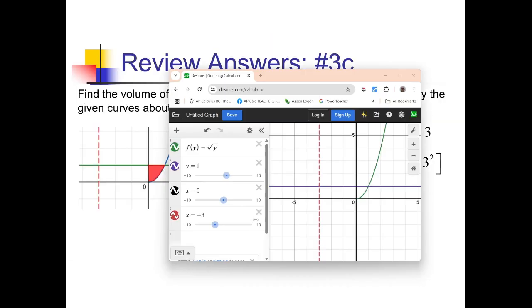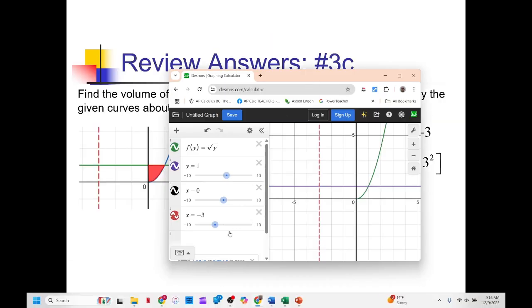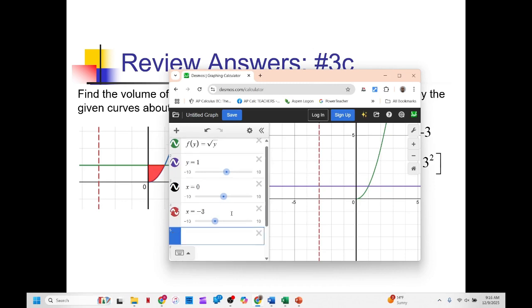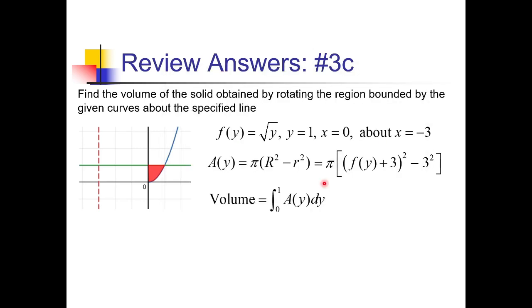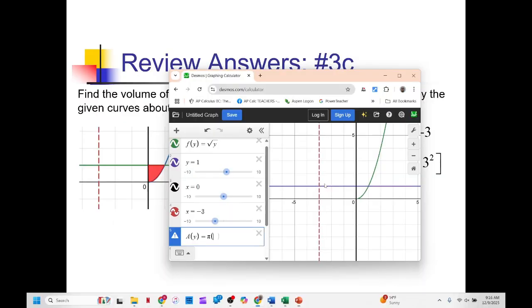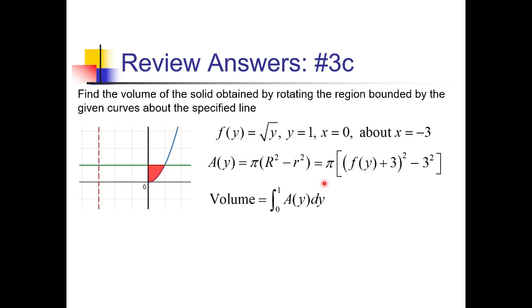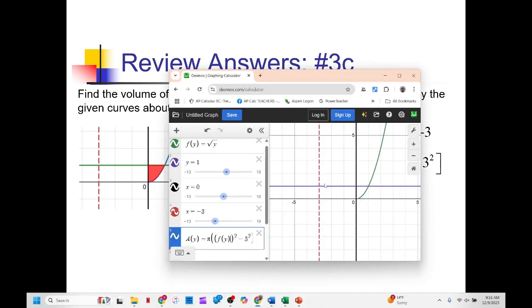Let's go and plug all of that in now. So let me get my area formula. A of y equals, and over here we've got pi times parentheses f of y plus 3 squared minus 3 squared. So let me do a squared parentheses minus 3 squared. And let me just go back and fill this in with f of y plus 3. There we go.